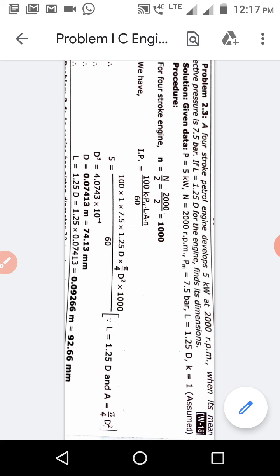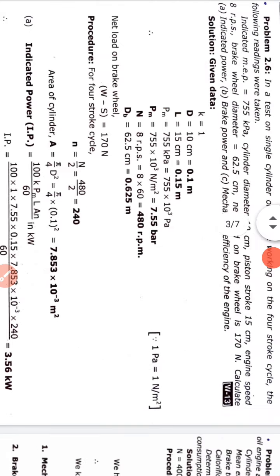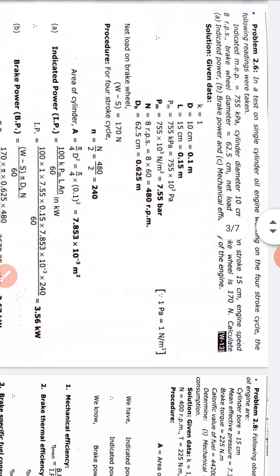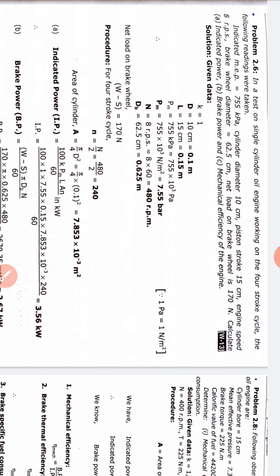So we'll see the next problem over here. Now this is another problem, and in this problem you can see, in a test on a single cylinder, the number of cylinders is 1. On a single cylinder oil engine working on the 4-stroke cycle, the following readings were taken. The indicated mean effective pressure is given, and that is given in kilopascal.